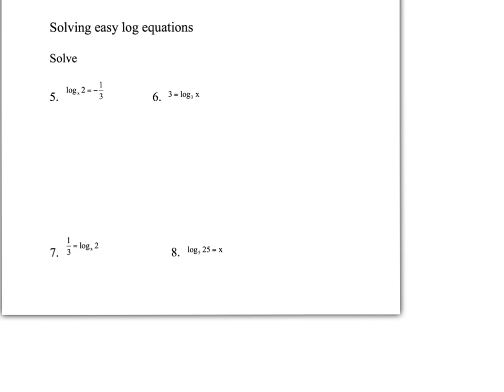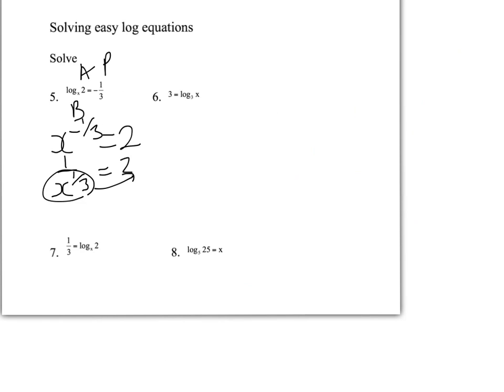Okay, let's check your answers. I'll try and do this as fast as I can. Base, answer, power. x to the minus 1/3 equals 2. Okay, x to the minus 1/3 is 1 over x to the 3rd. So let's write that one out like that. I hate things on the bottom, so I'm going to times them up.